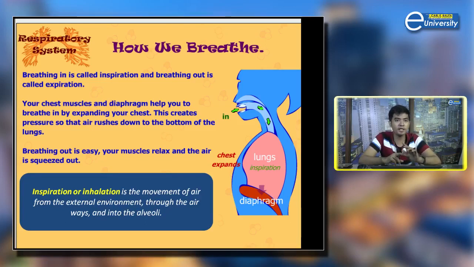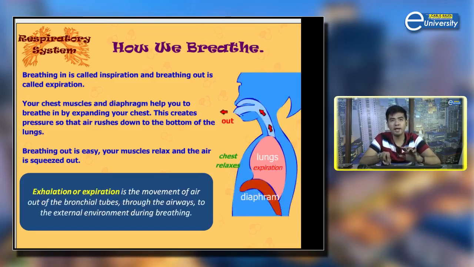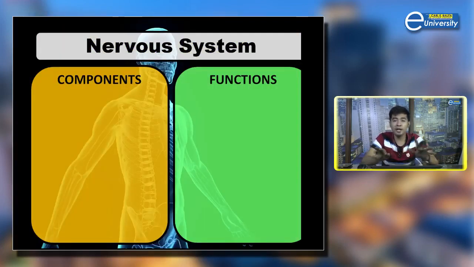Inspiration or inhalation is the movement of air from the external environment through the airways and into the alveoli, while expiration or exhalation is the movement of air out of the bronchial tubes through the airways to the external environment during respiration. We are now done with the respiratory system, which includes the gas exchange, the conducting, and the respiratory zone. We're now going to deal with the nervous system.